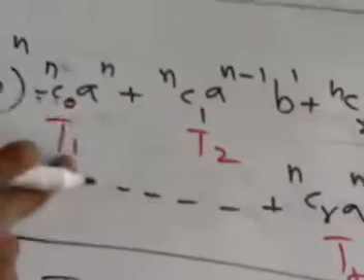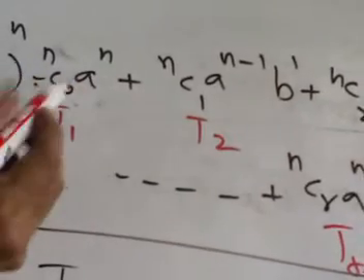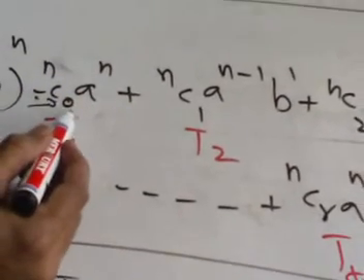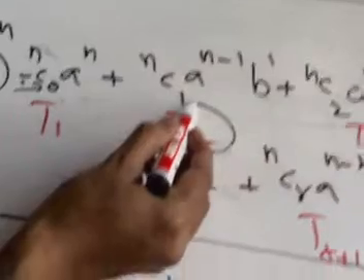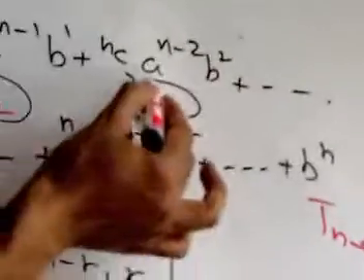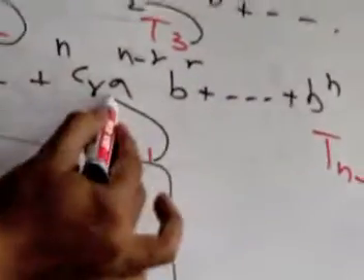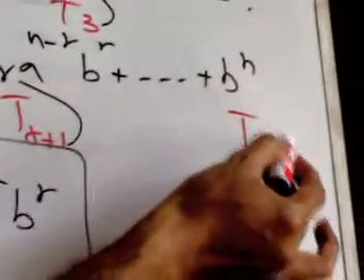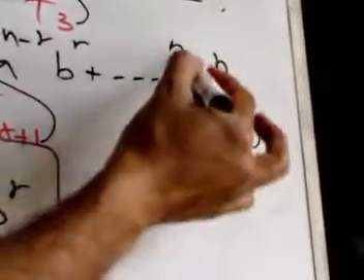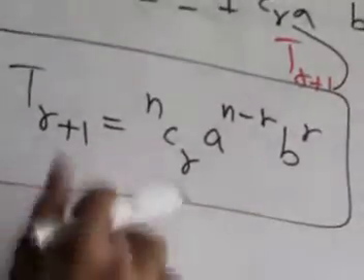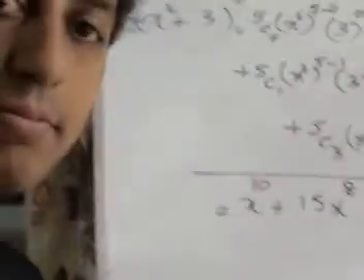Don't get confused why I've written the r plus 1 term, because you see that when this is 1, the value of r is the previous, 0. When this is 2, what is r? 1. When this is 3, what is r? 2. When this is r plus 1, what is r? r. When this is n plus 1, we have n, nCn. So this r plus 1 term is very important in finding coefficients, and I'll share this in the next video.